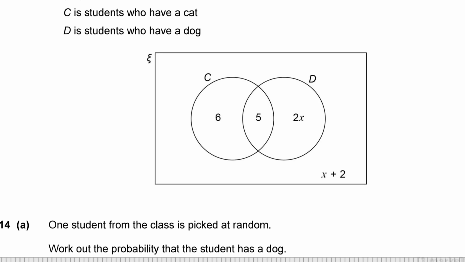Okay, we've got a bit of algebra to do first because we've got some algebraic values here and here, but it should be no problem for us to work out. Remember, we've got 31 students altogether, so if I add up all the different values in each of the different areas of my Venn diagram, it should add up to 31. So if I take my 6 and the 5 and the 2x and the x plus 2 and add them together, that must be everything. That must be my 31.